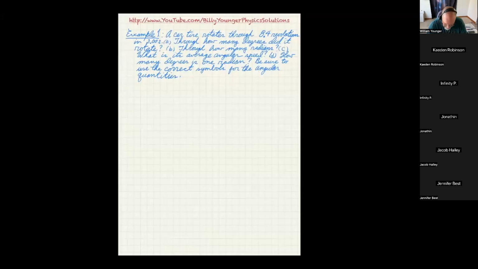It says a car tire rotates through 8.4 revolutions in 3.00 seconds. A, through how many degrees did it rotate? B, through how many radians? C, what is the average angular speed? And D, how many degrees is in 1 radian? Be sure to use correct symbols for the angular quantities.